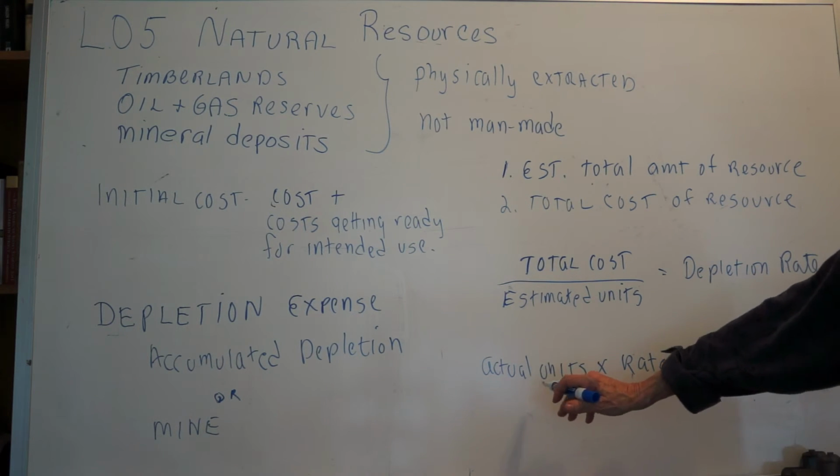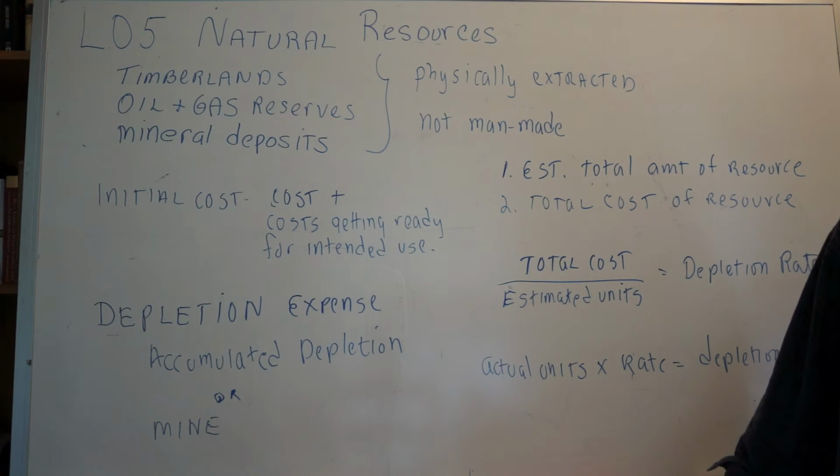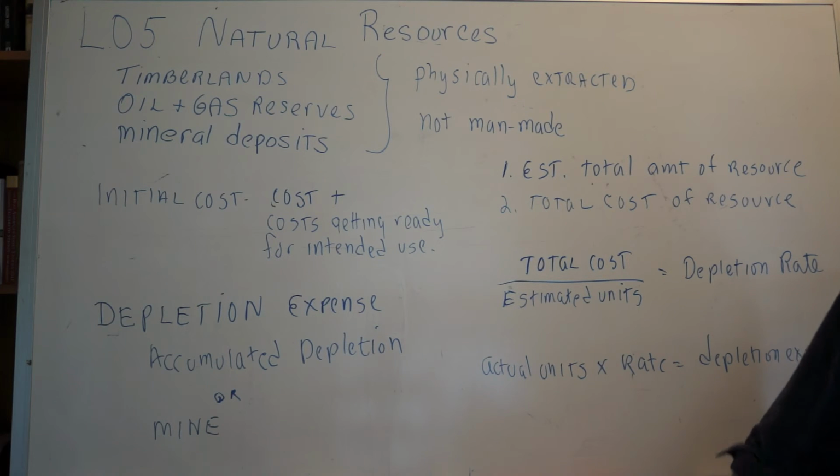Okay, so this would be applying actual units. It could be tons of coal, it could be barrels of oil, board feet of lumber. It depends on what industry you're in and what you're counting up. The estimated total amount of the resource: how many trees are there in this forest altogether? How much mineral deposit is in this mine, and how much gas is under the ground? These are things that accountants don't figure out for themselves. They call in the geologists or the specialists to come up with estimates like that.